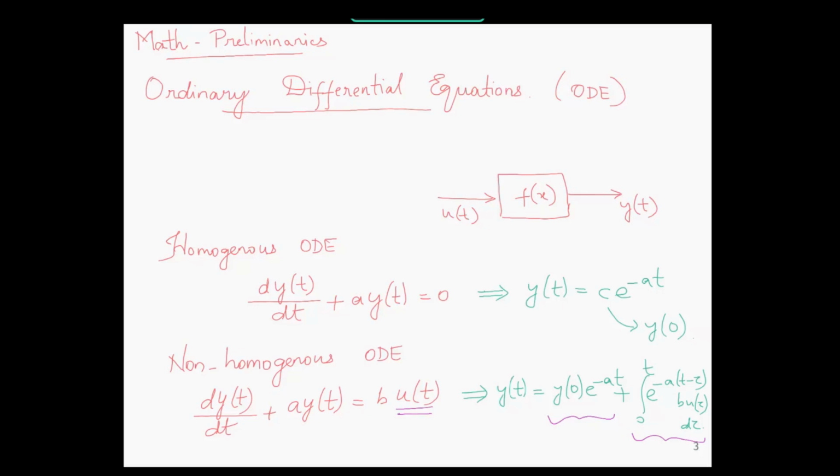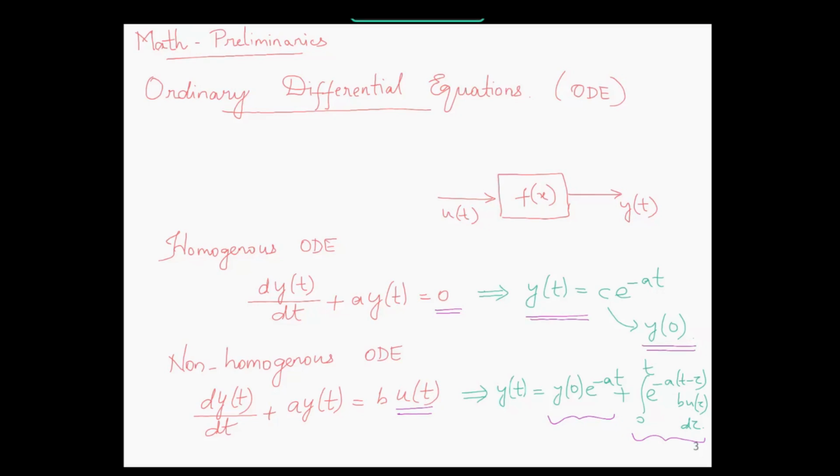And if there is no forcing term on the right side, if it is zero, then it is a homogeneous ordinary differential equation. And the solution of a homogeneous differential equation will be c into e raised to minus at, where c is nothing but the initial condition.